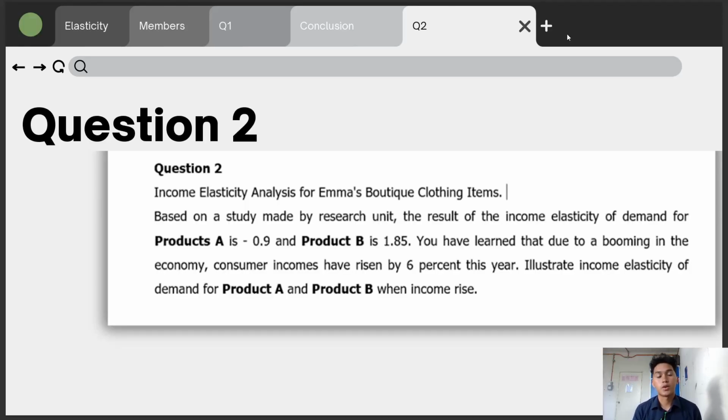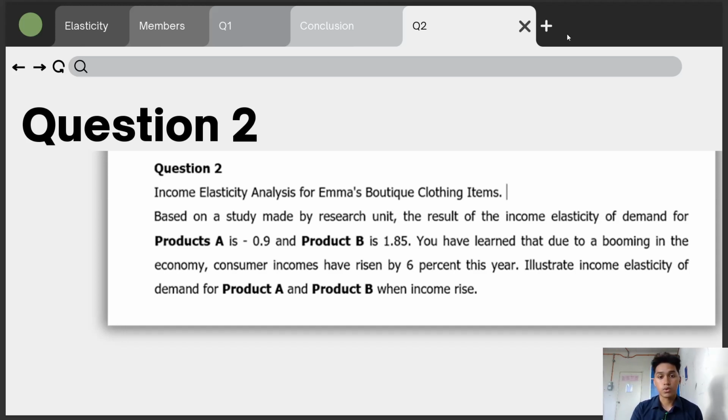Assalamualaikum warahmatullahi wabarakatuh. My name is Afiq bin Shahril, and I will be explaining question 2. Based on question 2, the income elasticity of demand for product A is negative 0.9 and for product B is 1.85. We have two products, product A and product B, and the question also states that consumer incomes have risen by 6% in the year. So we have to illustrate income elasticity of demand for product A and product B when income rises.